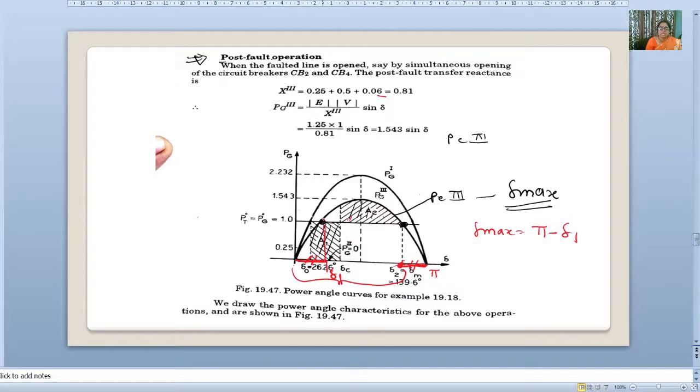Now del 1 is here. It is the intersection of PM and PE3, so I can equate PE3 equal to PM. P3 is P max 3 into sine of angle, here the angle is del 1. So del 1 I can calculate as sine inverse of PM upon P max 3. Got it? So from P3 we'll get del max.